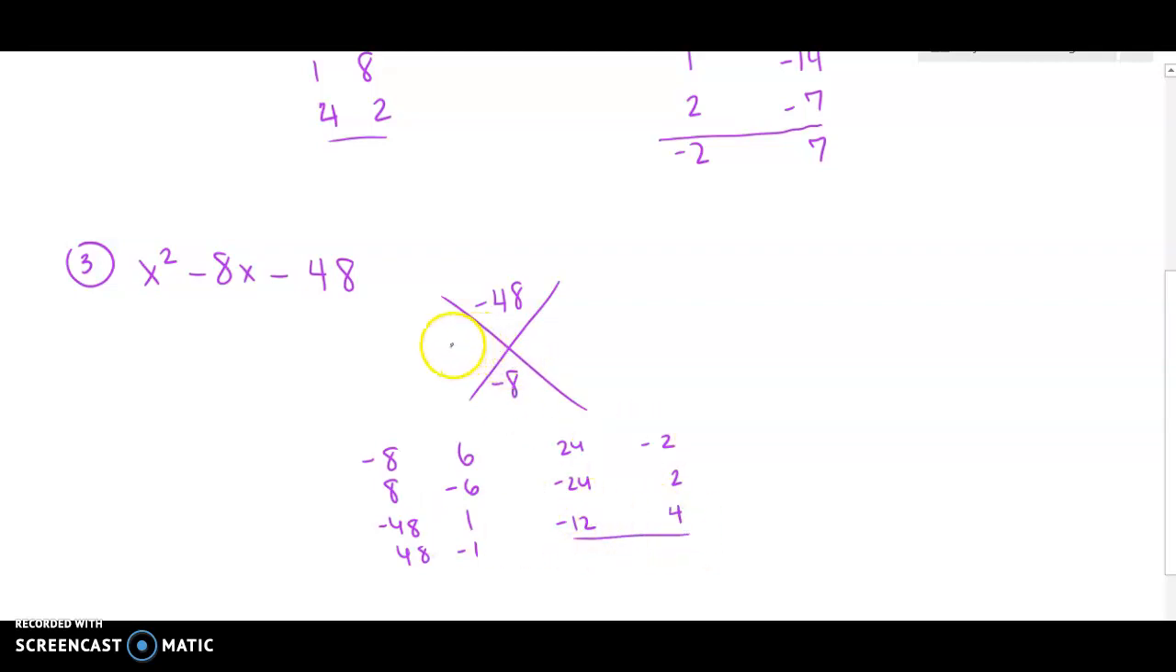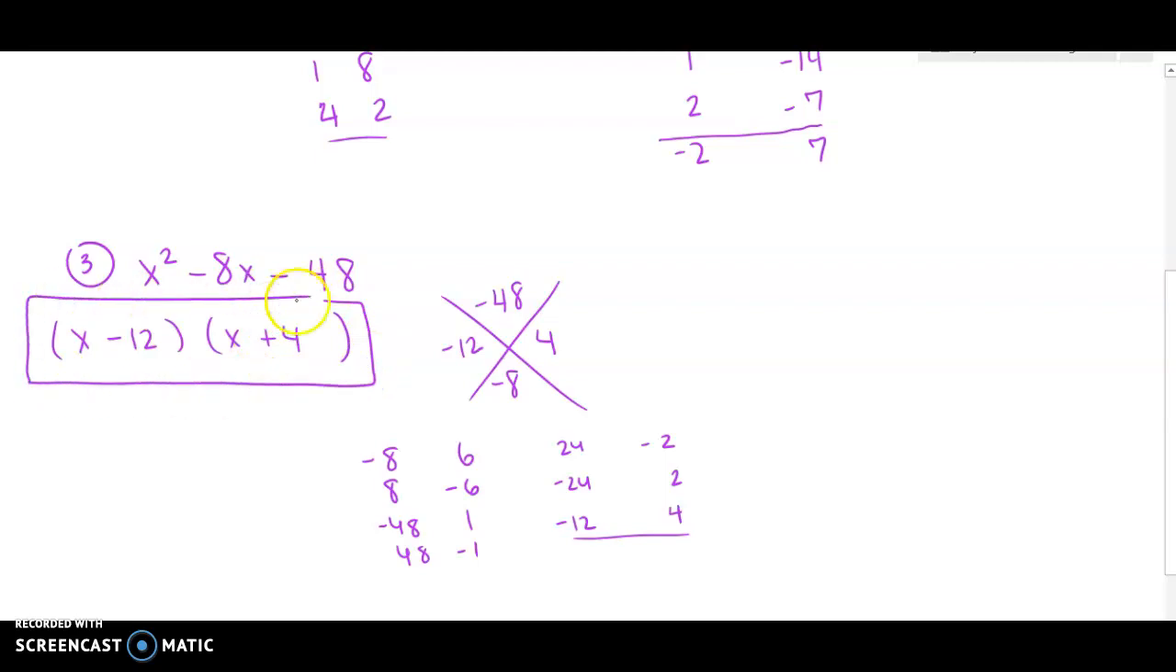So you may have to try a few possibilities before you get to the one that works. Or maybe you'll get lucky and get it right away. It just kind of depends. We're going to make two sets of parentheses. X goes in the front of both. Negative 12 means minus 12. Positive 4 means plus 4. All right, and then you're done.